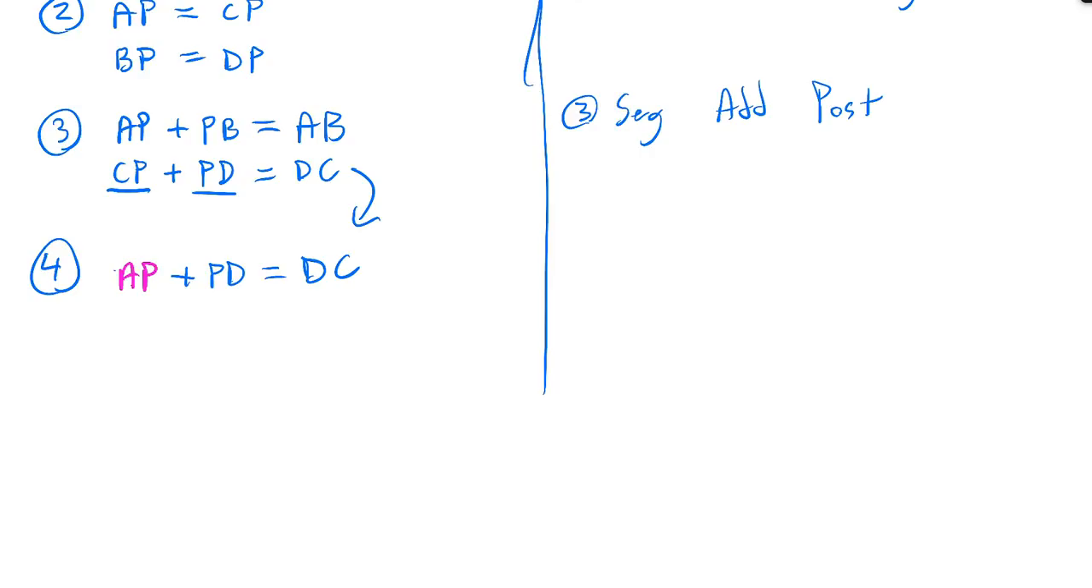And then for clarity, I'll write the reason for all these. And then for step 5, I'm going to use that again, and I'm going to go down. Now I've got AP plus PD, and I'm swapping out the PD for something it's equivalent to. So what's that one equivalent to?